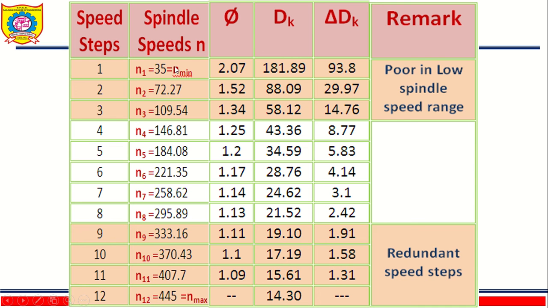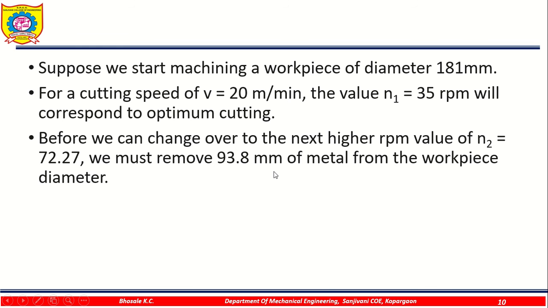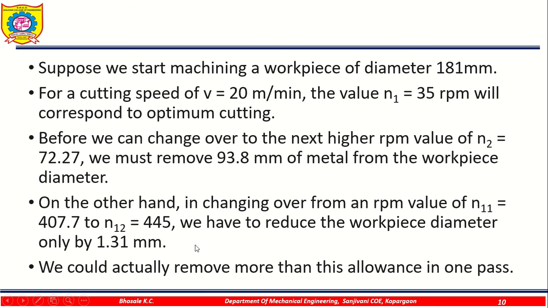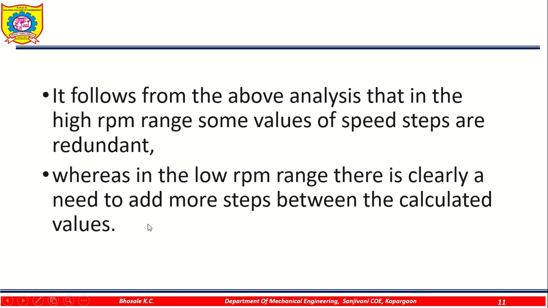So suppose we change from 35 to 72. In that case, we have to remove 98.3 millimeters of metal. On the other hand, in changing over from an rpm value of N11, like 340.7, to N12 at 445, we have to reduce the workpiece diameter by just 1.31. It follows from the above analysis that in the higher rpm range, some values of the speed steps are redundant. So there is no need for some values, whereas we have to add some more values at the lower rpm.